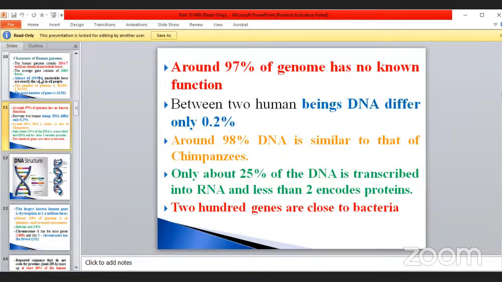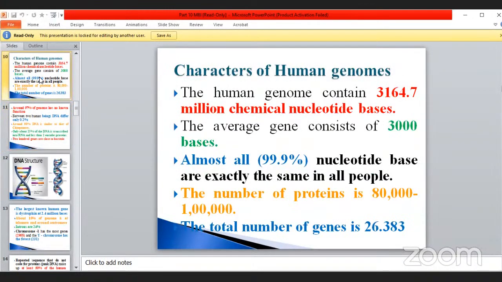Okay. Once again, I repeat for my dear students. This is very, very important, my dear. Don't forget. Take notes, please. Characteristics of the human genome. The human genome contains 3164.7 million chemical nucleotide bases. First one: the average gene consists of 3000 bases. Almost 99.9% of nucleotide bases are exactly the same in all people. 80,000 to 1 lakh proteins are encoded. The total number of genes is 26,383.